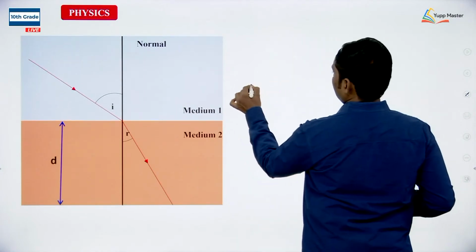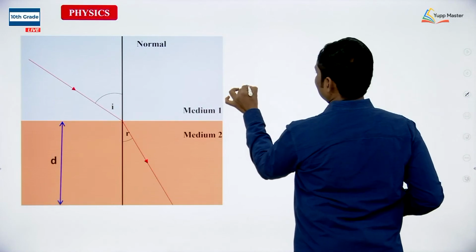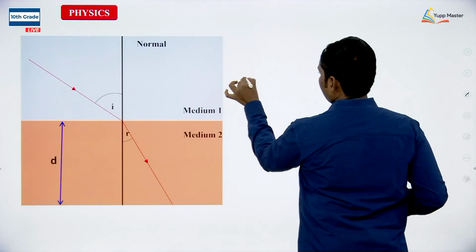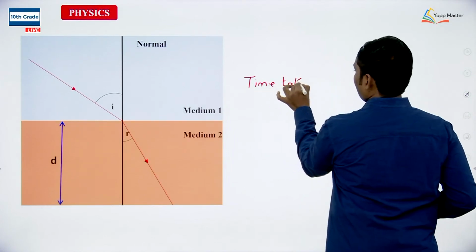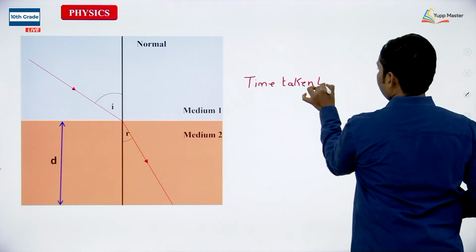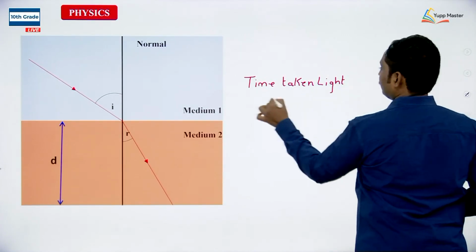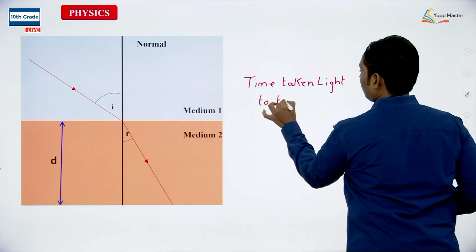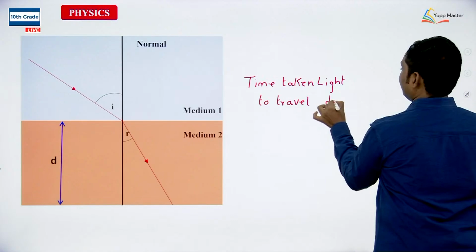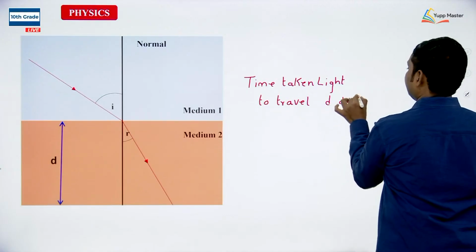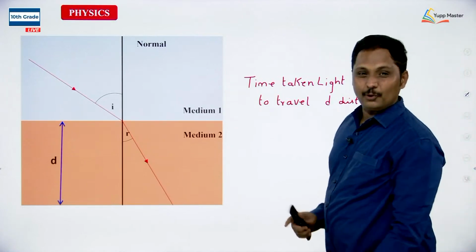Find the time taken by light to travel d distance. This is the question, we are going to solve this problem.